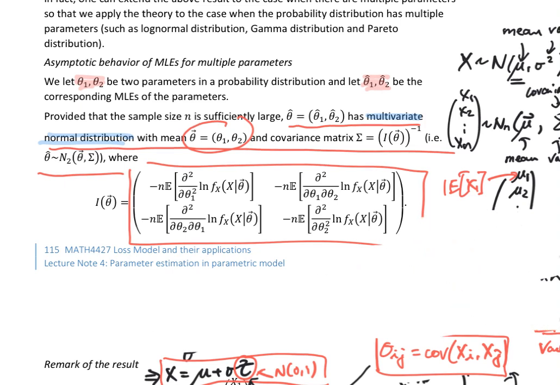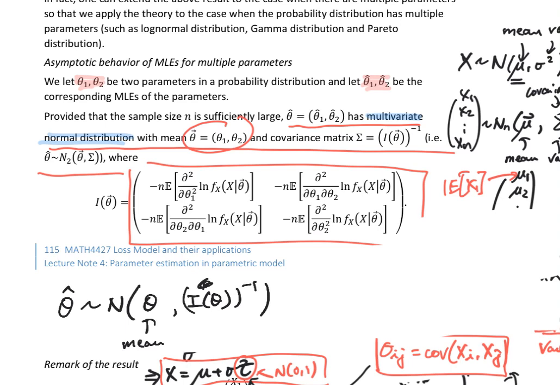Okay, so for the single parameter case, remember that theta hat will follow the normal distribution with the mean equal to the true value, and the variance is 1 over I(theta), which can be written as I(theta) to the power of -1.